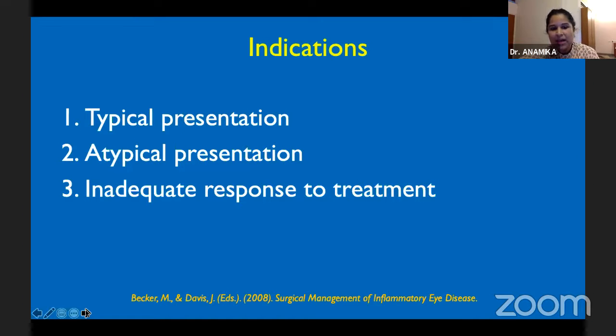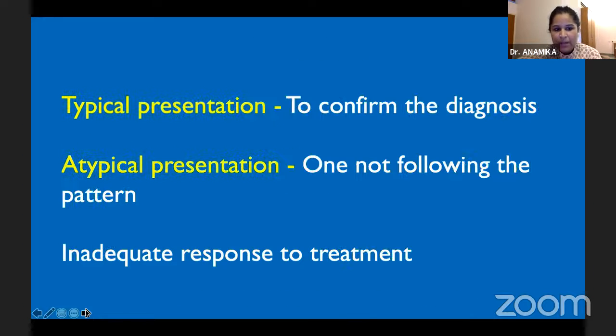And the answer is that there are 3 indications that you can think of when you want to tap the patient. First would be when you are seeing a typical presentation. Second would be when you are seeing an atypical presentation. And third would be when you see an inadequate response to the treatment. Now, let me tell you that typical presentation means when it follows a pattern. So in that, if you want to confirm the diagnosis, that's the time when you would like to tap your patient. Atypical presentation is when it is not following the pattern, and inadequate response to treatment, I'll be showing you.